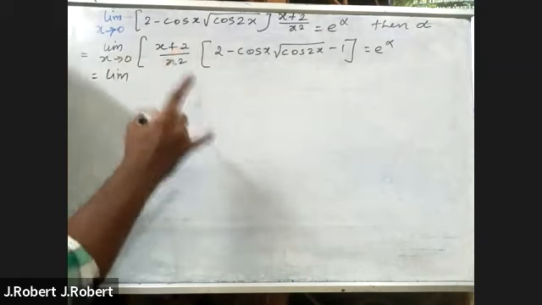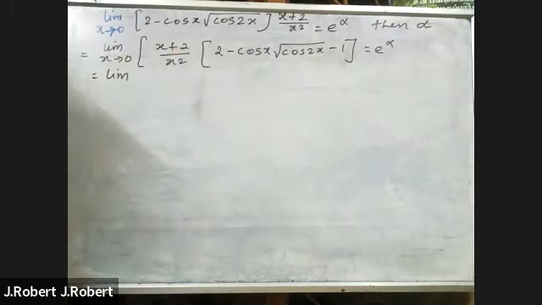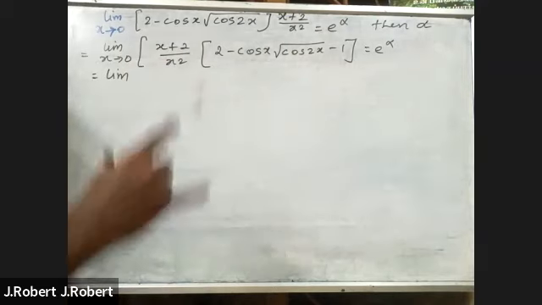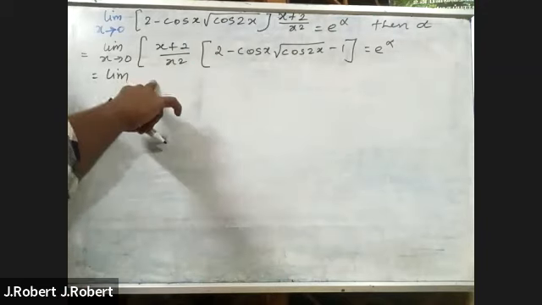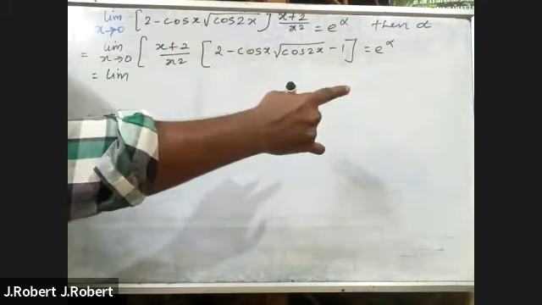The next step I can write this as, so that result is very important. Limit x tends to 0, f of x whole power g of x, you can write this as limit x tends to 0, g of x into f of x minus 1. That result I am using here. The son, father minus 1.